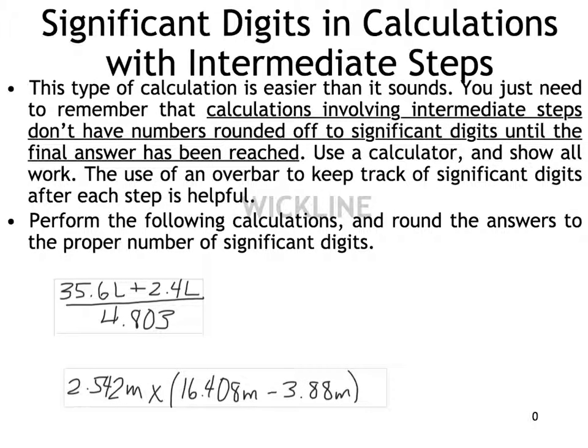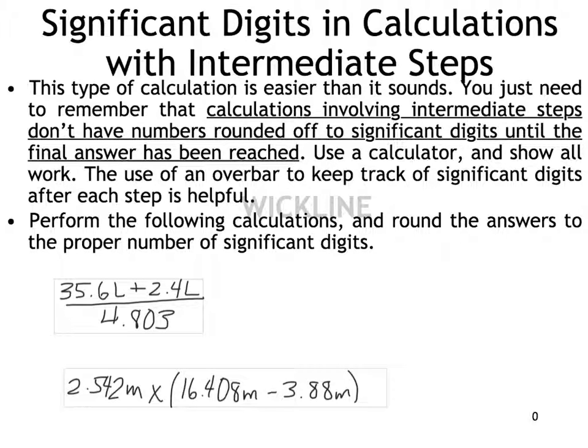Okay, guys, so on this slide, the thing that really matters here is that calculations involving intermediate steps, like this one, which is an addition and a division, and this one, which is a subtraction and a multiplication, are questions that have intermediate steps. So calculations that involve intermediate steps, they don't have numbers rounded off to sig figs until the final answer's been reached. So you can use all your rules, just don't cut off any decimals along the way until you're finished. One thing I do is I use an overbar without cutting off decimals to keep track of the decimals as I'm going.